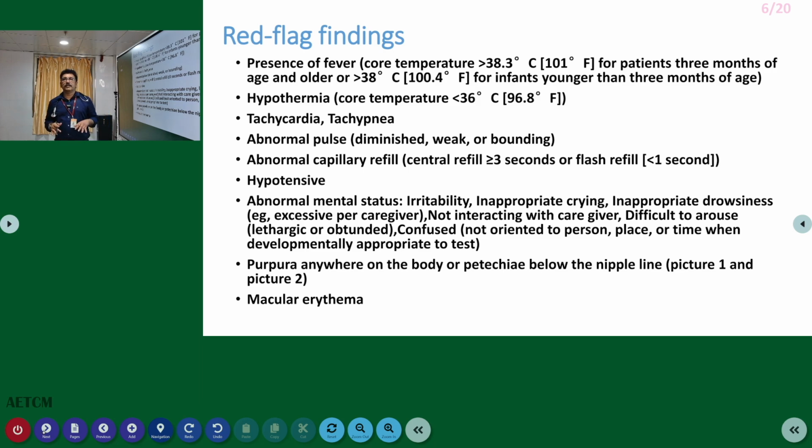Here also there are some red flags, like the patient having high temperature or hypothermia, tachycardia, tachypnea, diminished peripheral pulse or abnormal capillary refill time of more than 3 seconds, hypotension, low GCS, seizures, irritability, and skin lesions like purpura or macular edema. All these things are red flags or danger signs in sepsis.